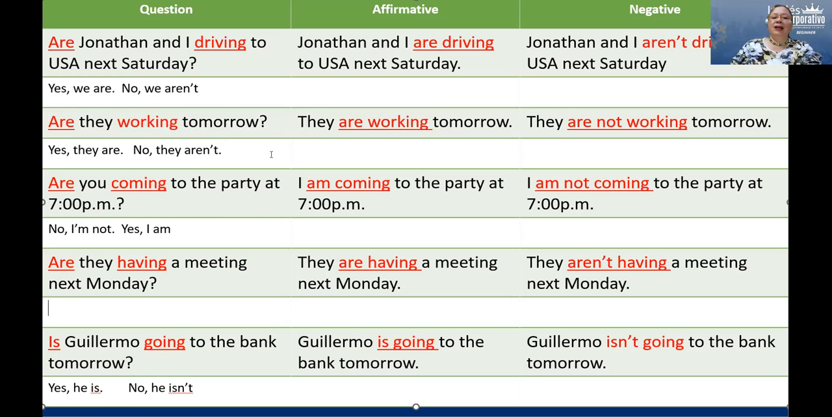Bueno, vamos a ver la siguiente, are they having a meeting next Monday? Si fuera afirmativo. Yes, they are. Yes, they are. There you go. ¿Y si fuera negativo? No, they aren't.